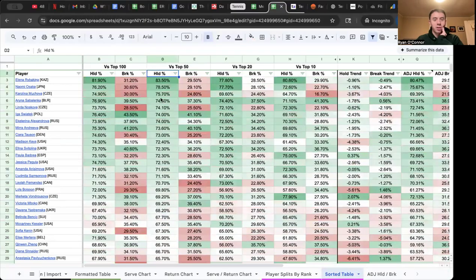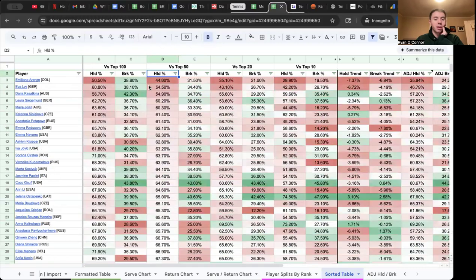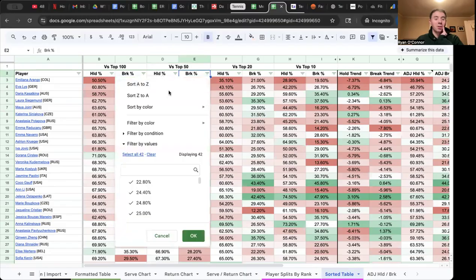Let's quickly go through some of the other ones so you can see the change. Rybakina still stays at the top, then Osaka, Mukova, Sabalenka, Noskova, Iga, some of the similar names. But then you flip it, and Arango goes from 50 to 44%. Now she's holding under 50% of the time against top 50 players, and that's obviously not good, unfortunately.